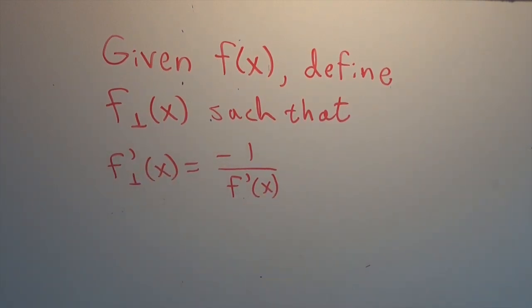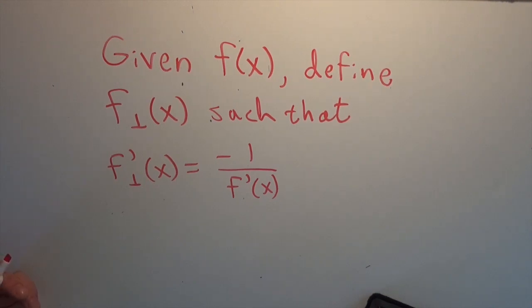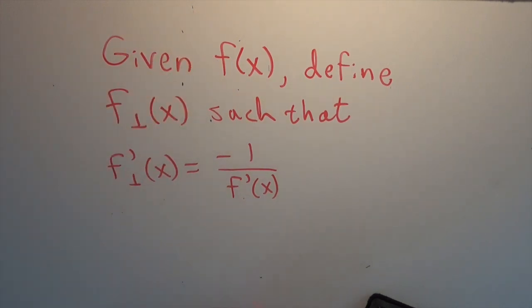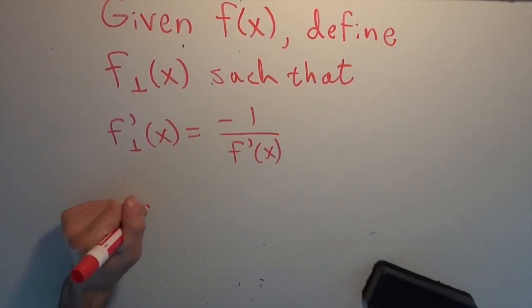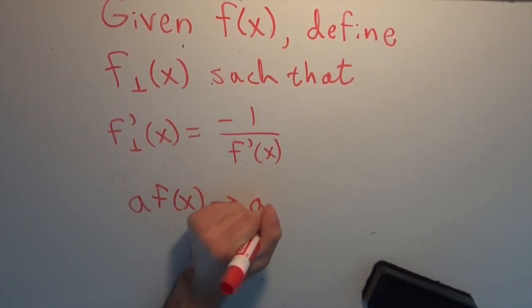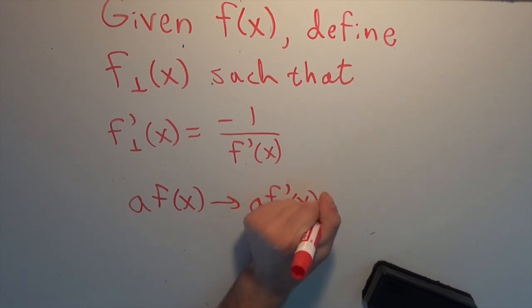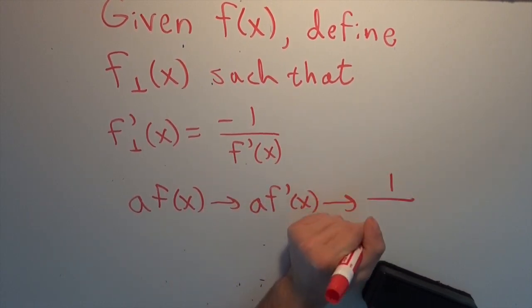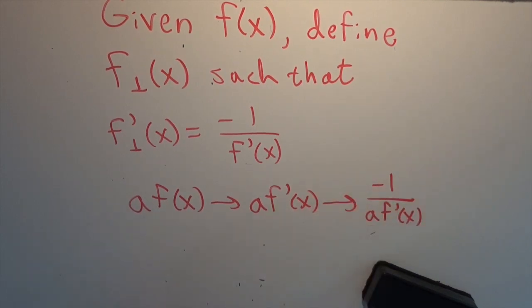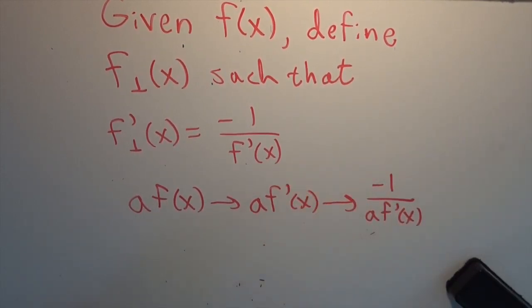Now, here's a couple of simplifications we can make. If we multiply our function by some number a, so if we say a times f of x, then we take the derivative, we get a times f prime of x. Then we do the negative reciprocal, we get -1 over a f prime of x. Notice that this is just a constant times the original expression.